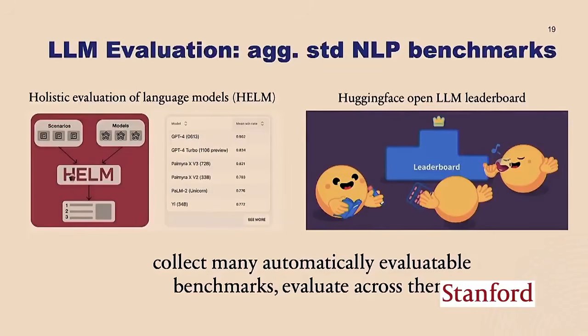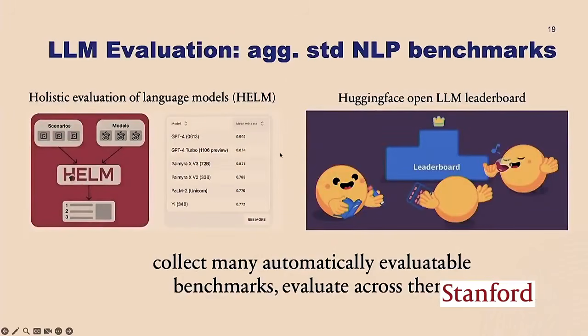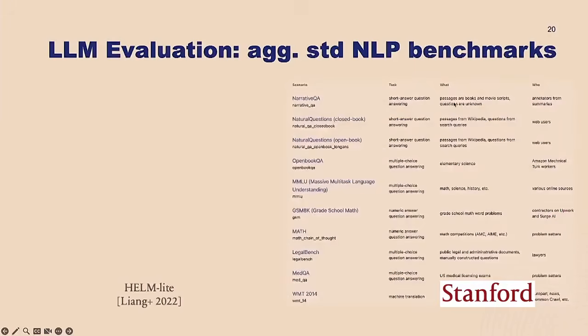One other common way, and now more common in academia, of evaluating these LLMs is by taking all the classical NLP benchmarks, and I'll give you a few examples later, and aggregating everything. So collect as many automatically evaluatable benchmarks as possible and evaluate across all of them. One such benchmark is called HELM, which is from Stanford. Another one is the Hugging Face Open LLM Leaderboard, which are probably the two most common ones right now.